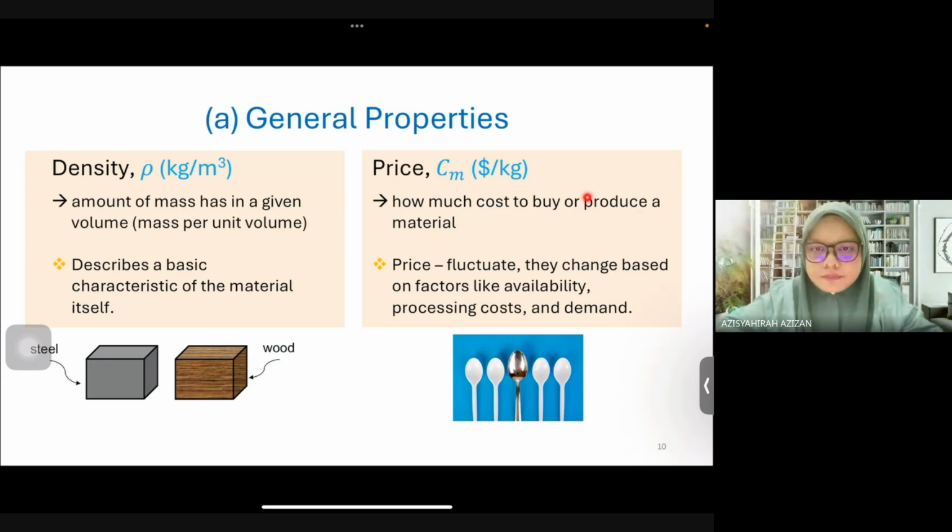Next, we have price. We all know that price refers to how much the material costs to buy or produce. Some materials like gold are very expensive, while others like plastics are much cheaper. So price is not a physical or mechanical property. Instead, it is an economic or commercial property.